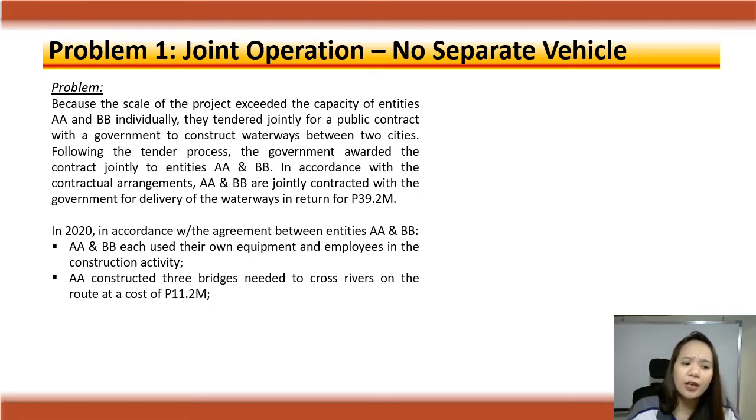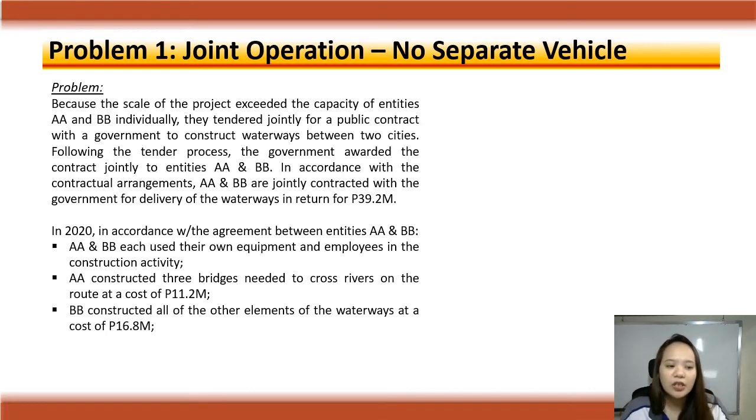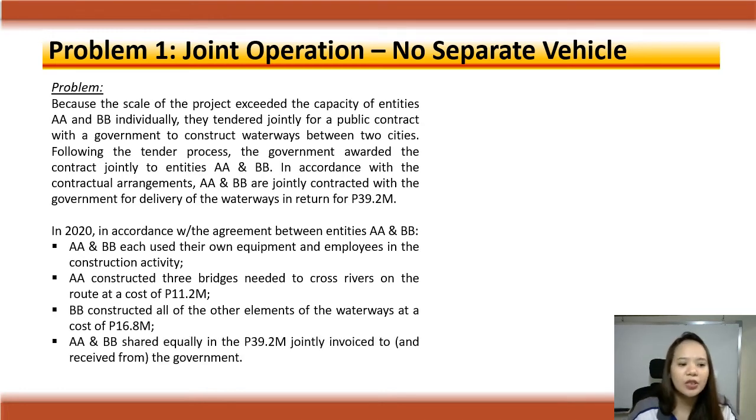AA constructed 3 bridges, kanya-kanyang gawa din sila, kanya-kanyang cost. Si BB din, may sarili siyang kinonstruct na other elements of the waterways, may sarili din siyang cost. AA and BB shared equally in the revenue. Yun lang yung share nila, yung revenue.